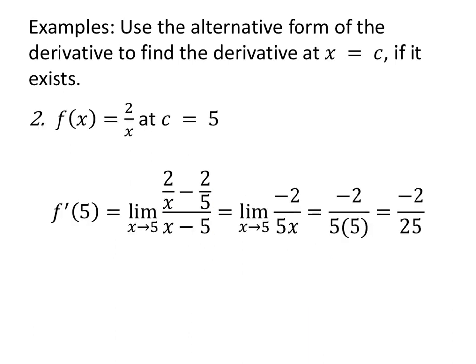Where are we? Well, the derivative at 5, using the alternative form, is the limit as x approaches 5 of 2 over x minus 2/5 all over x minus 5. What we just did on the previous slides is we simplified this difference quotient to get negative 2 over 5x. As x approaches 5, we replace x with 5. Negative 2 over 25 is our derivative at an x value of 5. I don't know about you, but I sure hope we find some easier ways of doing these derivatives soon.